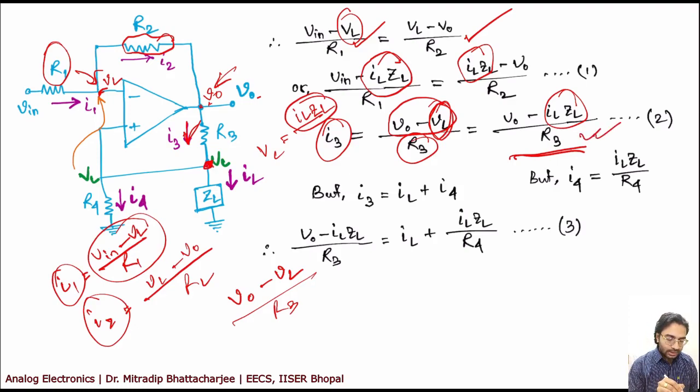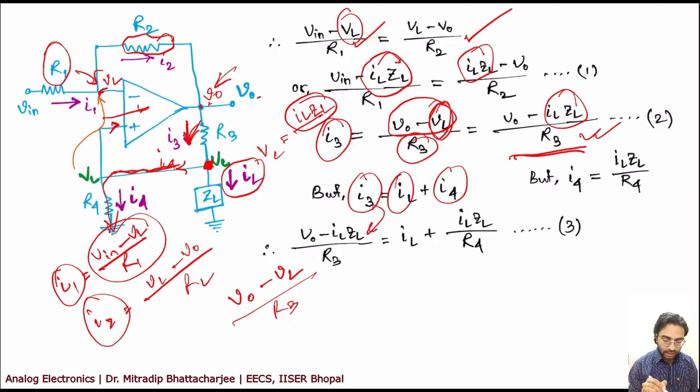Now put KCL in this node. Your I3 is equal to IL plus I4, right? Is that okay? Because the current through this is very less. I already have said no current is flowing inside the op-amp. So all the current that is coming will go through R4 to ground. Okay. So I3 is equal to IL plus I4.